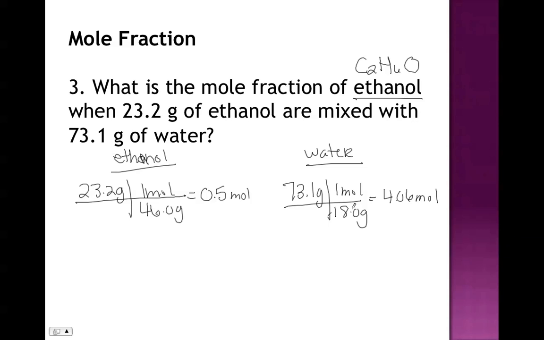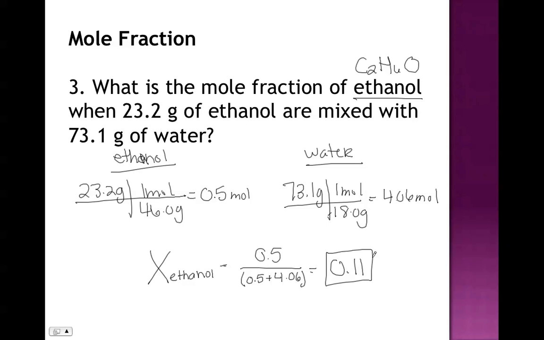All right, now that we have all of our parts in moles, we can go ahead and find our mole fraction for ethanol, which is going to be equal to the amount of just ethanol divided by the total amount of all the parts. So we have 0.5 plus 4.06 down in our denominator. And when we solve that, we get a mole fraction for ethanol of 0.11. And that's it. So simply, again, using some dimensional analysis in order to calculate a mole fraction.